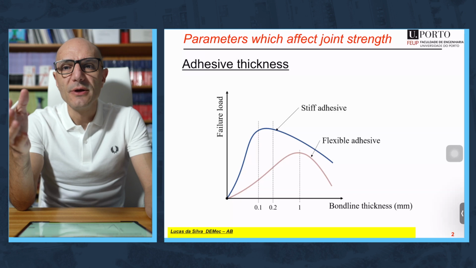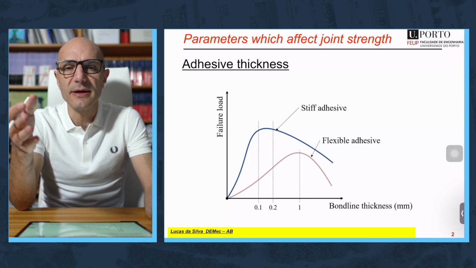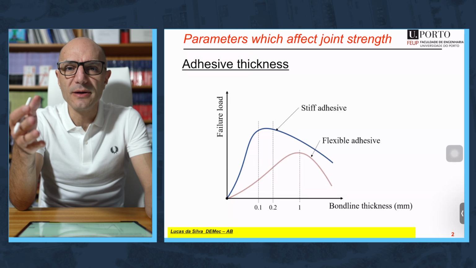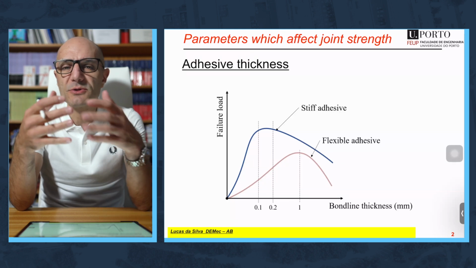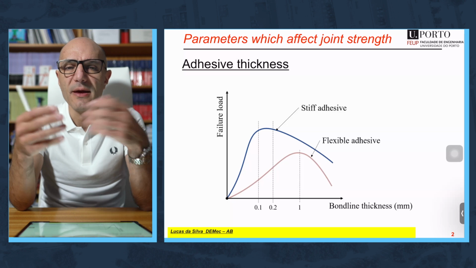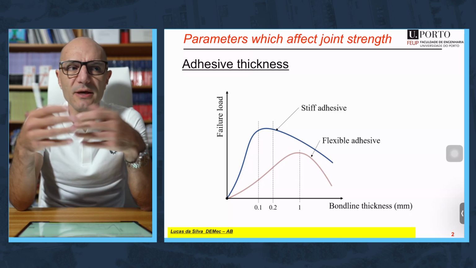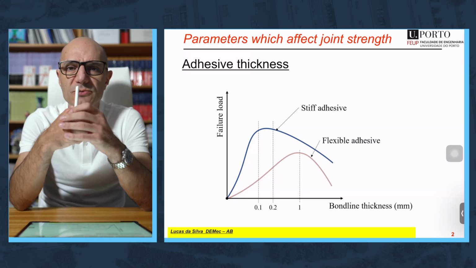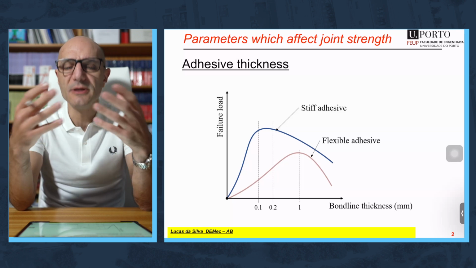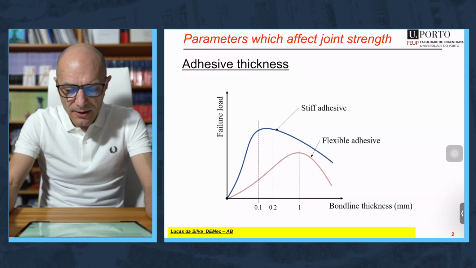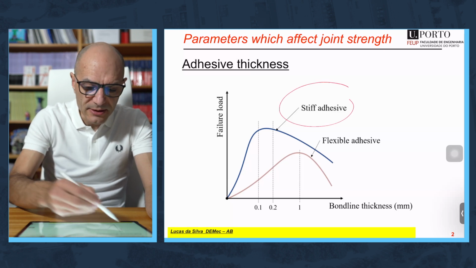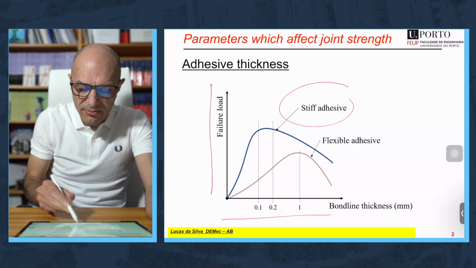But of course, you shouldn't abuse it and use a too thin bond line, because you will reach a point where the substrates will start to go into each other because there is not enough adhesive. But generally speaking, for structural adhesives, we are talking about 0.1 millimeters, something like that, for the optimum adhesive thickness, as indicated here. You have here the failure load versus the bond line.